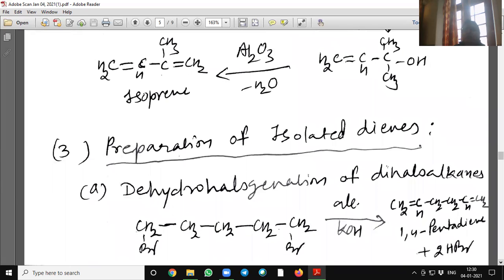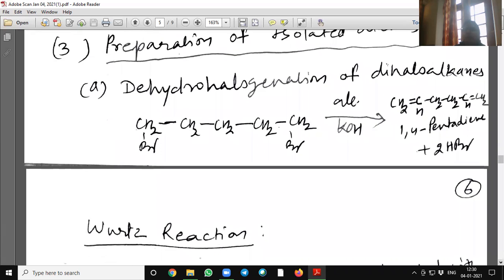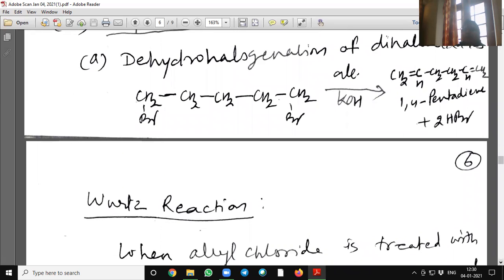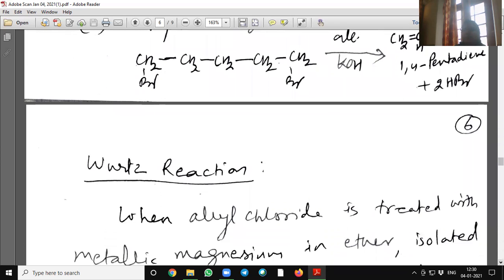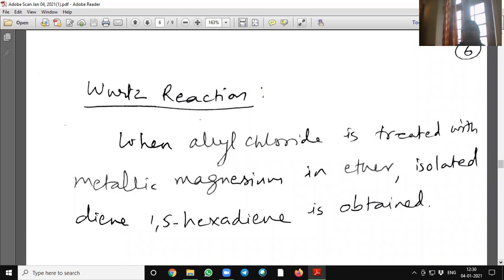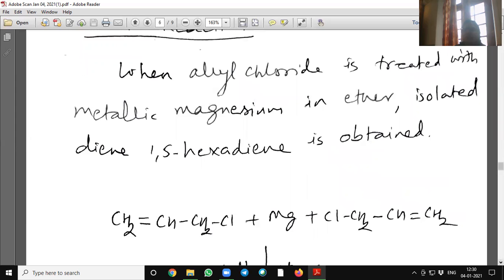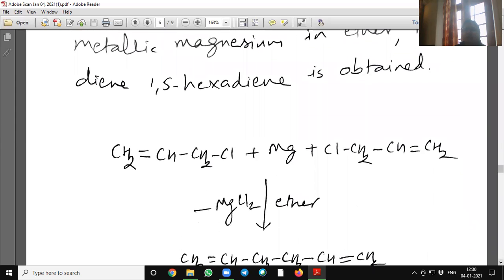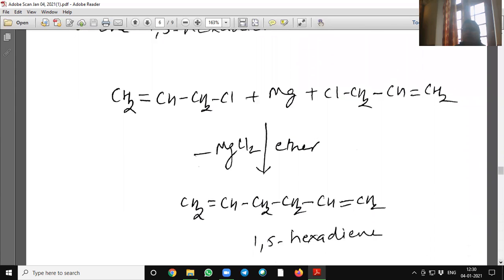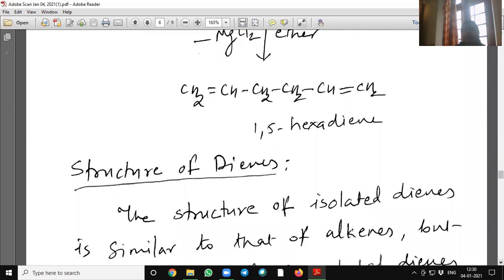Preparation of isolated dienes. Dehydrohalogenation of dihaloalkanes. In presence of alcoholic KOH, it will form 1,4-pentadiene plus 2 HBr. Wurtz reaction, when allyl chloride is treated with metallic magnesium in ether, the isolated diene 1,5-hexadiene is obtained. See here, 1,5-hexadiene.